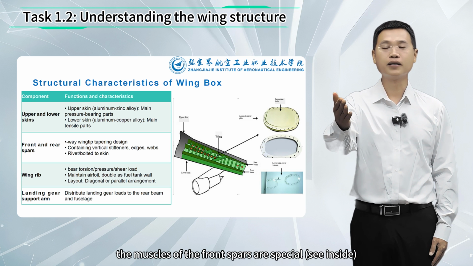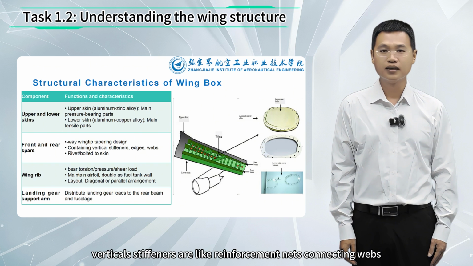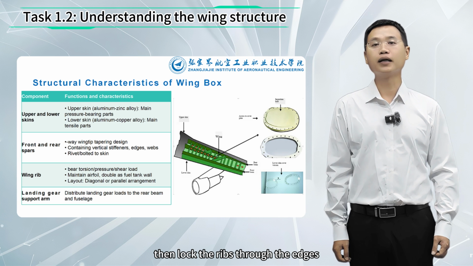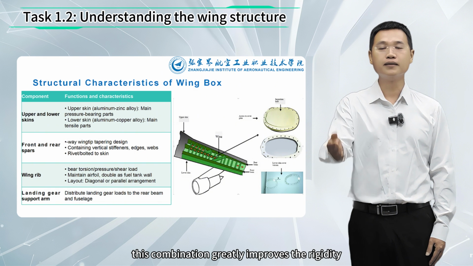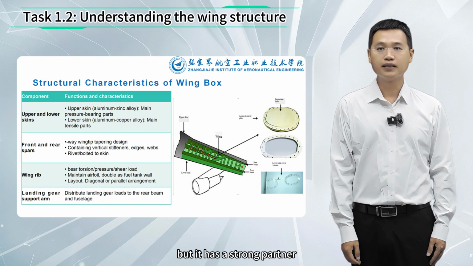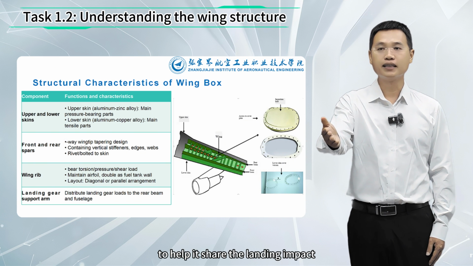The structure of the front spar is special. See inside. Verticals, the thinnest, are like reinforcement nets connecting webs, then lock the ribs through the edges. This combination greatly improves the rigidity. The rear spar structure is similar, but it has a strong partner, the landing gear support, a fourth rear beam, to help it share the landing impact.